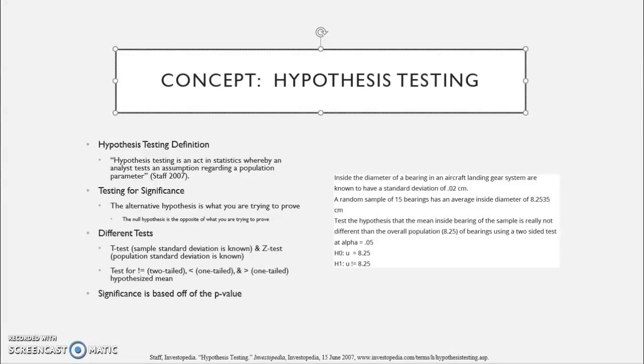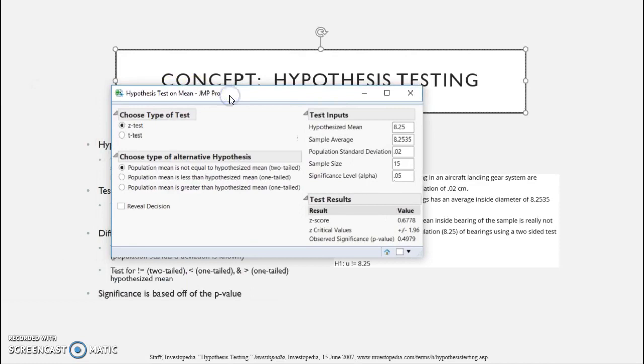So moving on to the JMP example, we can see on the right the inside diameter of a bearing in an aircraft landing gear system is known to have a standard deviation of 0.02 centimeters. A random sample of 15 bearings has an average inside diameter of 8.2535 centimeters. And we're going to test the hypothesis that the mean inside diameter of the sample is really not different than the overall population, 8.25 of bearings, using a two-sided test at alpha equals 0.05. So for time's sake, I've already put the numbers into the hypothesis test on mean calculator in JMP.